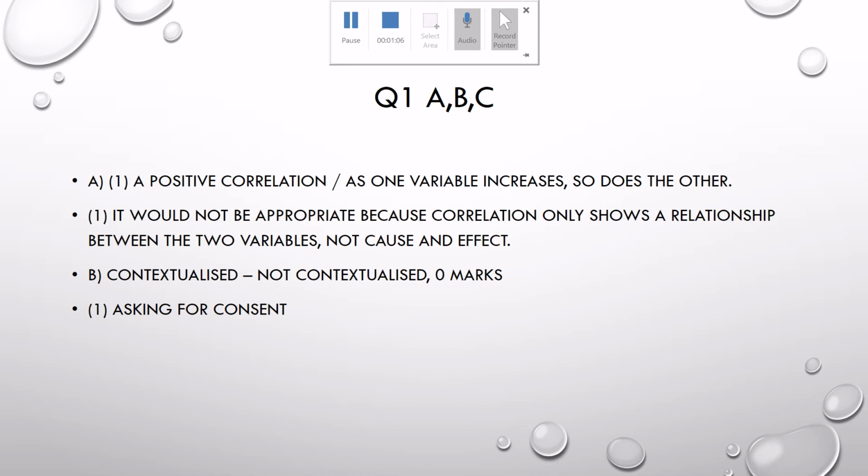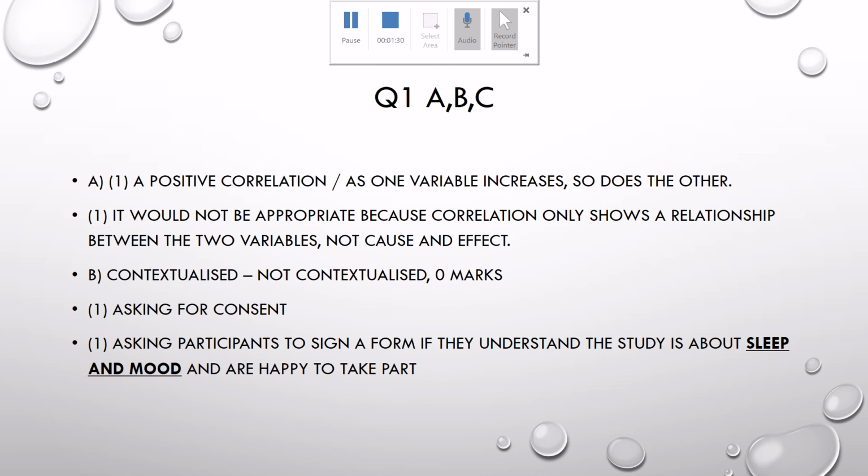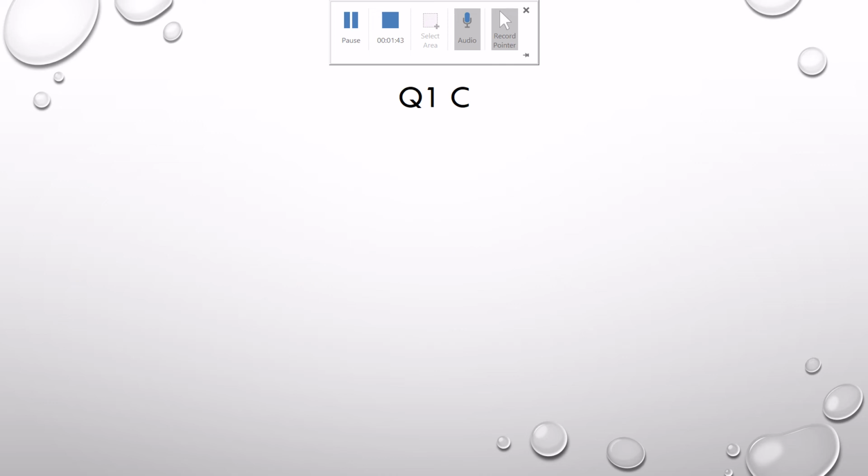So mark 1, for example, and what I've done here is I've given an example. You've got hundreds of different things that you could talk about for ethical issues: informed consent, right to withdraw, protection from harm, whichever ones you want, but you must include these 3 things to get the 2 marks. You must make sure it's contextualised, you must name it in some way, so asking for consent, informed consent, and then you need to explain that. So asking participants to sign a form if they understand the study is about sleep and mood and are happy to take part. So you've named informed consent, you've explained how you'd gain that informed consent, and you've contextualised. So if you've done all of that, you can get all of the marks.